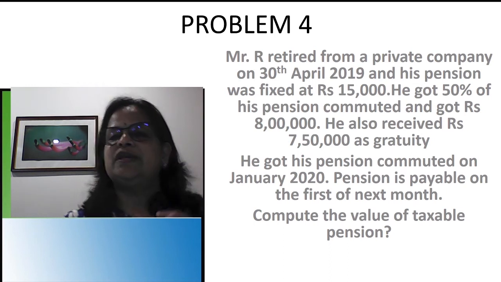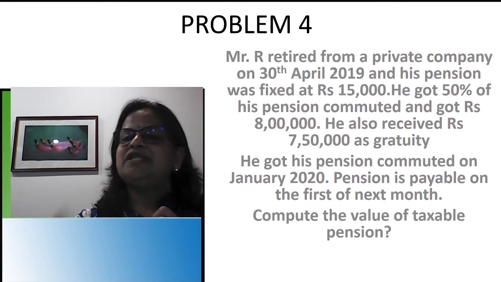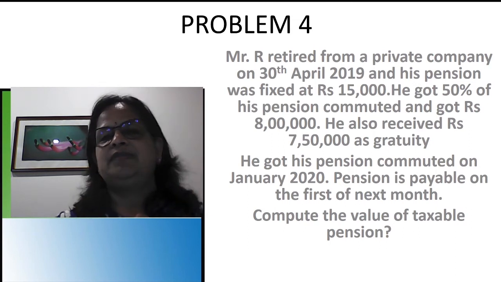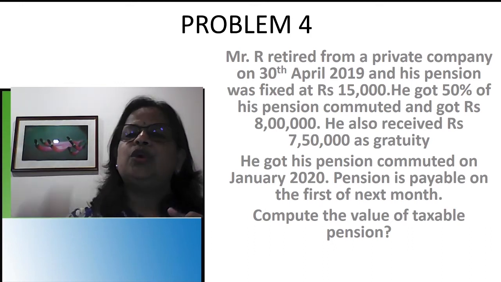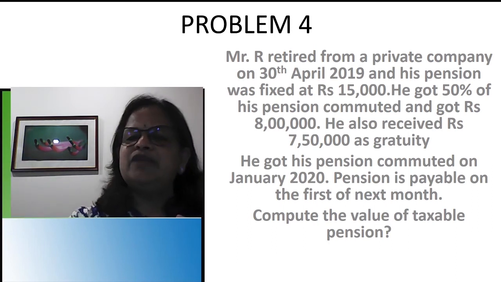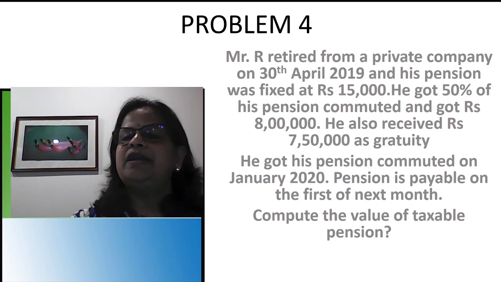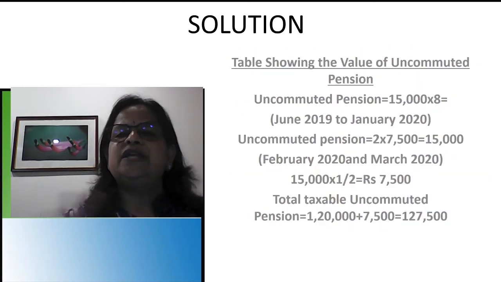Three adjustments are here. First of all, you have to remember he is a private sector employee. He has commuted his pension. Private sector employees' commuted pension is taxable. That you have to remember. Second, uncommuted pension is there, and that is also divided into two: one is before commutation, that is up to January. January he commuted, so in February and March his pension will change. Then the gratuity adjustment also. We have to learn this. These three adjustments I am bringing.